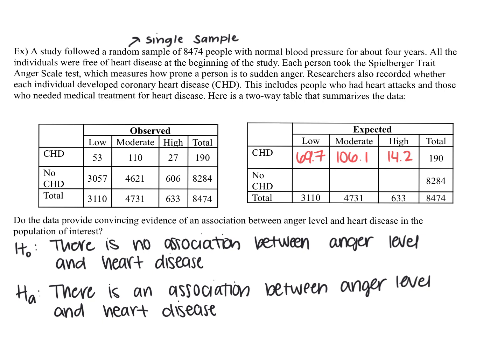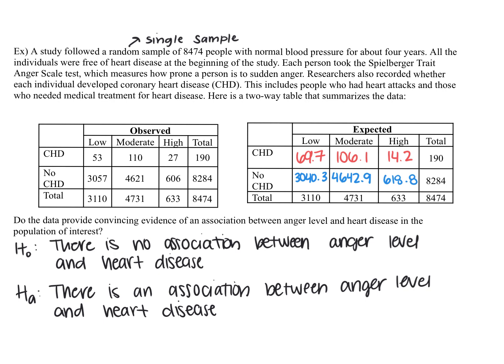So for our row for no CHD, we'll take 8284 times 3110, then divide by 8474, and we'll get 3040.3. For moderate, it's 8284 times 4731 divided by 8474, which is 4642.9. And then for high, 8284 times 633 divided by 8474, which is 618.8.